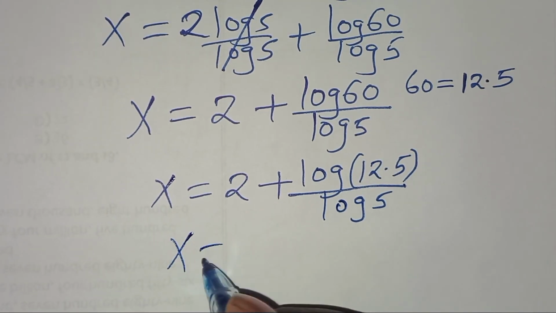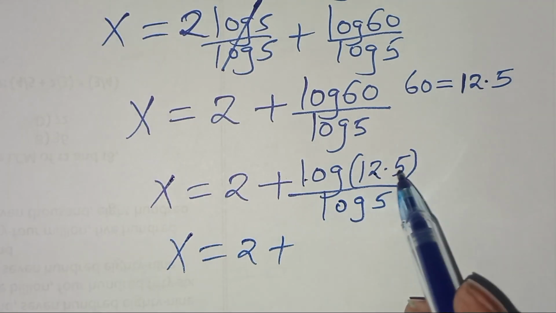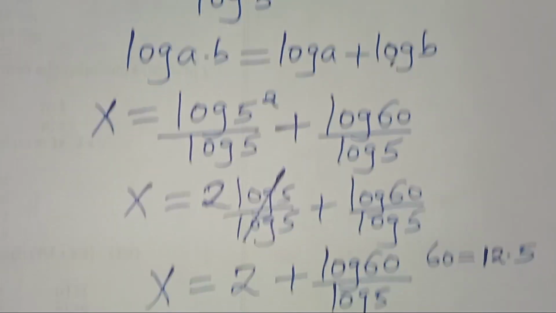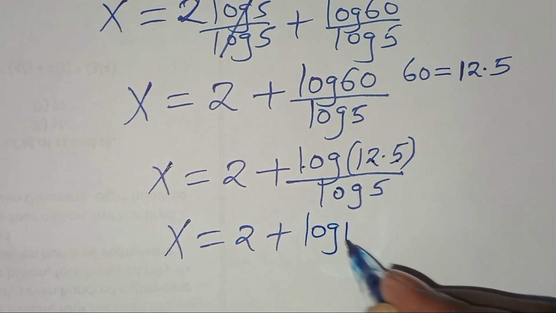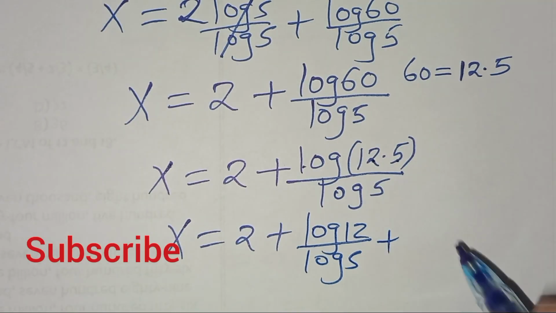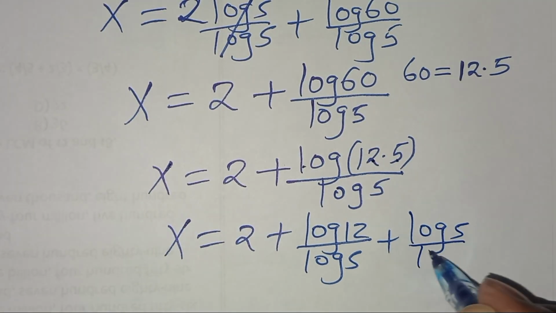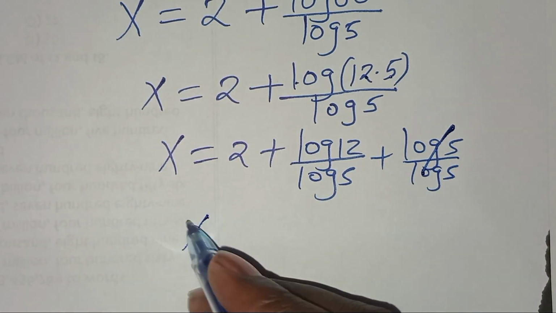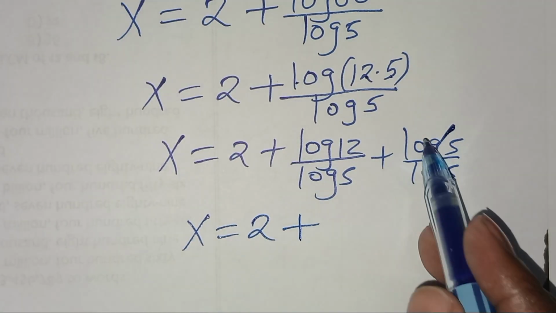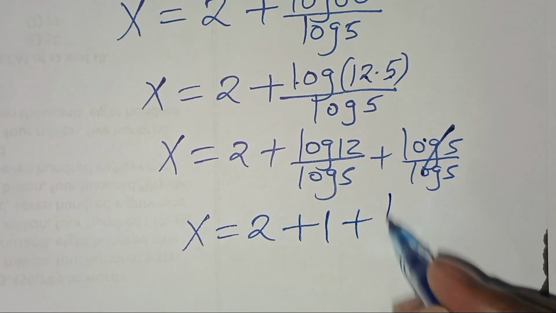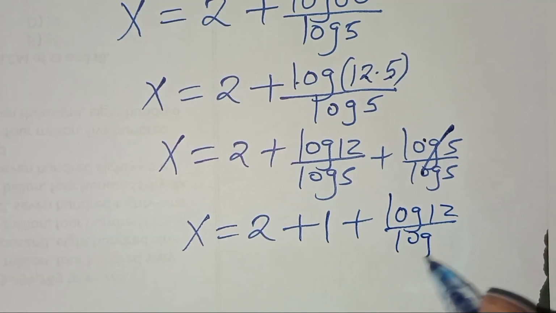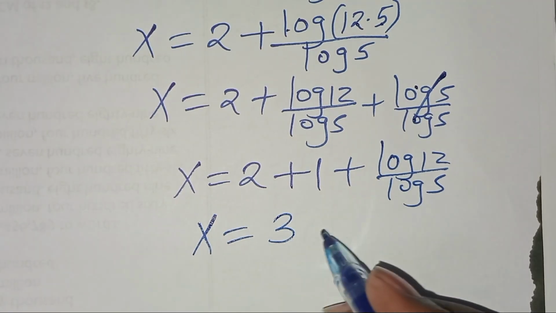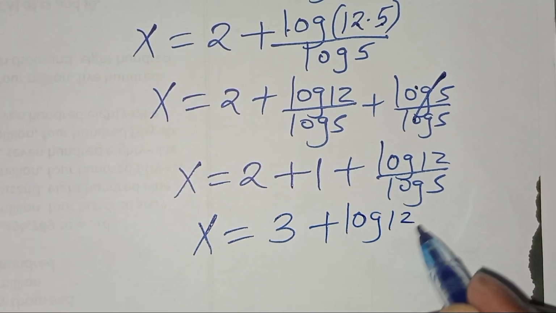So now we have x equal to 2 plus, now log 12 multiplied by 5, this is actually in the form of log a times b. Let's apply this property so that now we'll have log 12 divided by log 5 plus log 5 divided by log 5. So let's simplify here so that x is equal to 2 plus 1 plus log 12 divided by log 5. So this implies that x is equal to 2 plus 1, this is 3, plus log 12 divided by log 5.